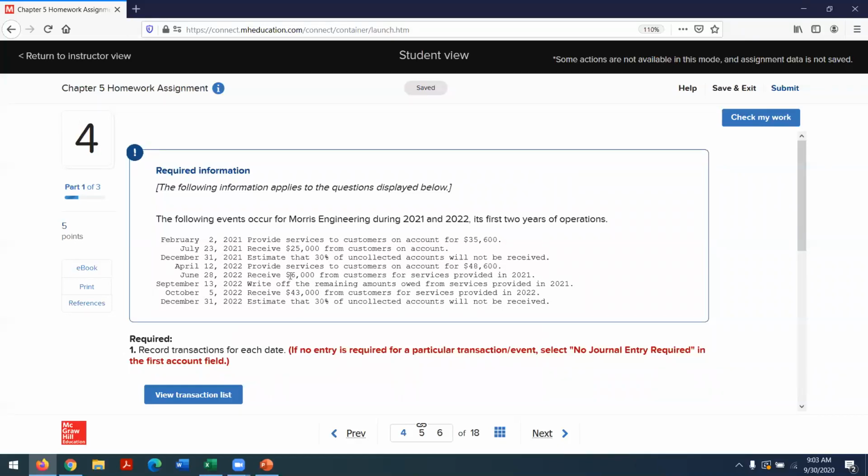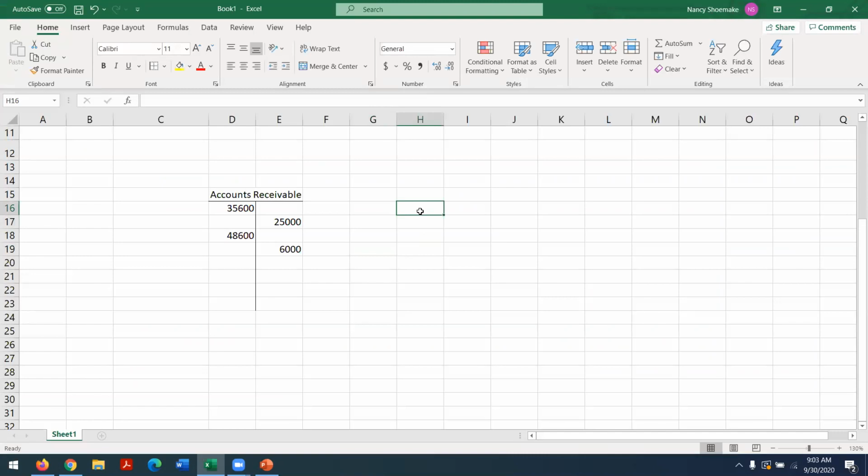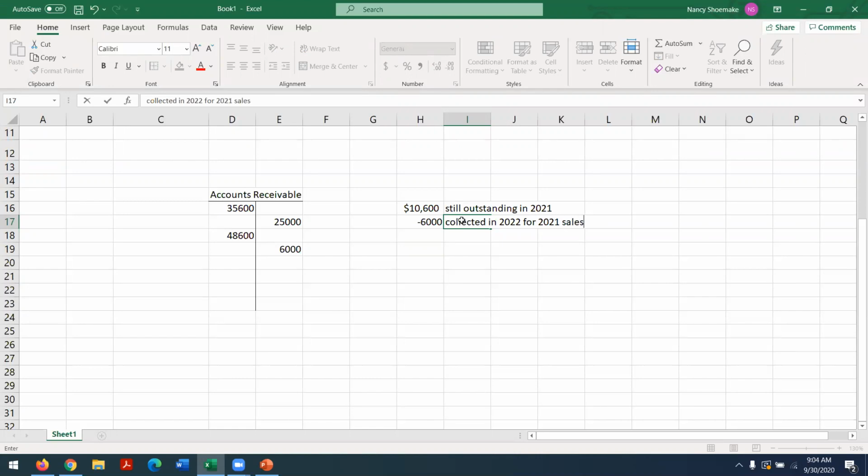We received six of that 10,600 amount, right? So think about it. We had 10,600 that was still outstanding in 2021. Got it? We collected 6,000 in 2022 for the 2021 sales, which means that what has not been collected is $3,400. Not collected. Does that make sense, what I'm telling you?